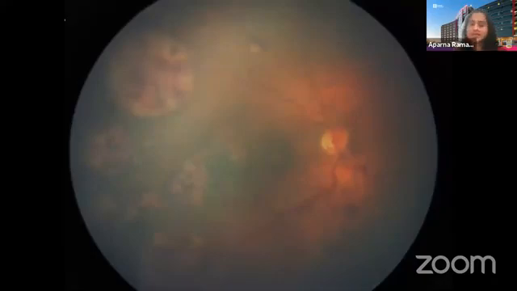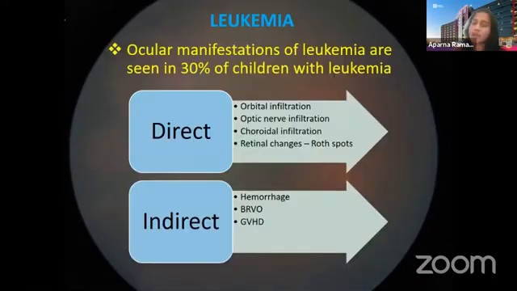So this is a child that presented with multiple lesions in both eyes with hemorrhages, and this child was actually in a blast crisis of leukemia. Ocular manifestations of leukemia are seen in 30% of children with leukemia. So it's way more than we think it's present. The leukemic manifestations can be either direct or indirect. Direct manifestations include orbital infiltration, optic nerve infiltration, choroidal infiltration, and retinal changes that are called Roth spots.